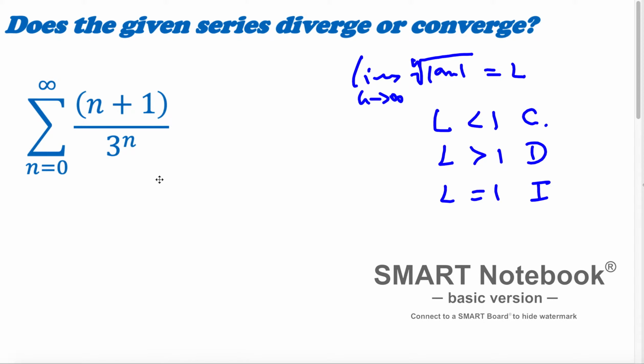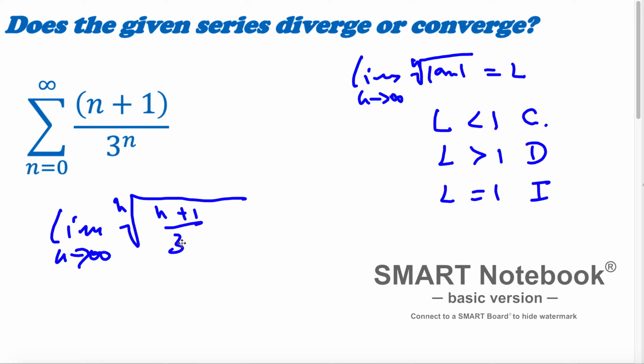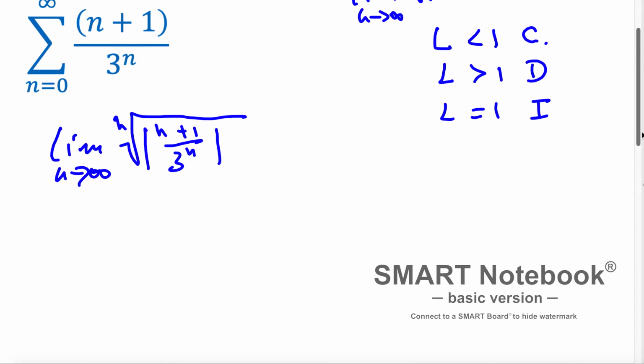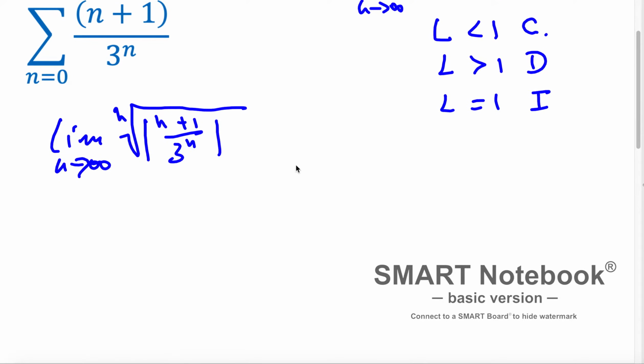So now, we are taking the limit as n goes to infinity of the nth root of (n plus 1) over 3^n, with absolute value. But I'm not going to write any further absolute value because it's not going to affect anything in the calculation, and I don't want to write some extra steps. So let me write here the limit as n goes to infinity.